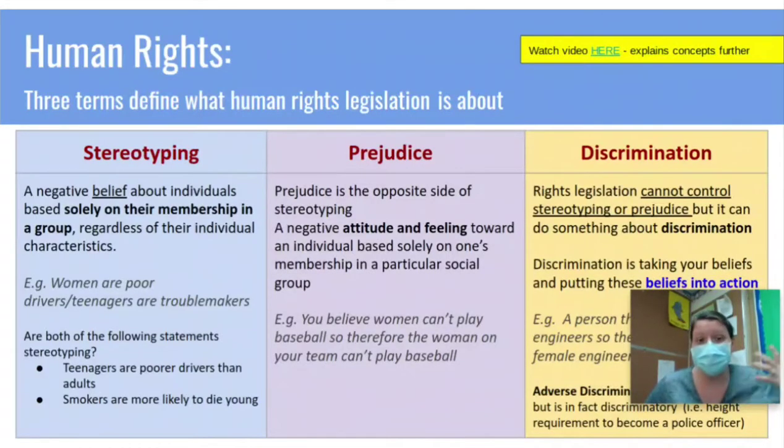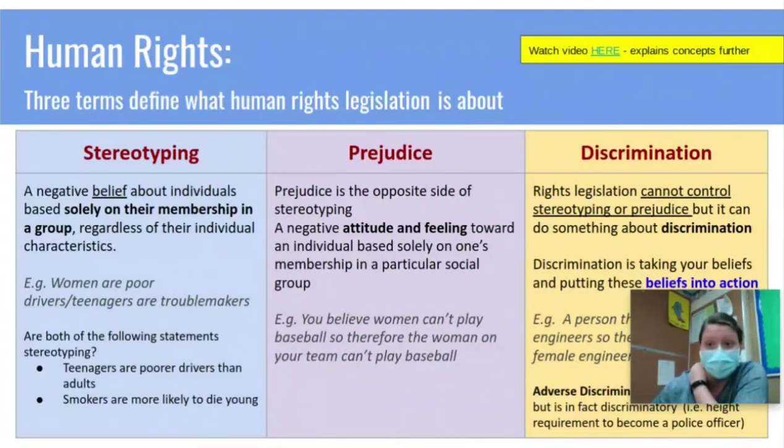So for example, if you had a stereotype that women can't play baseball, a prejudice would be being mad or upset that there are women that would want to play on your baseball team because you assume that they cannot play baseball because of a stereotype that you have. So it's taking something that's in your head and projecting it onto other people and having some sort of attitude or feeling towards them. Again, you may not be verbalizing it at this point, but it is still a projection.